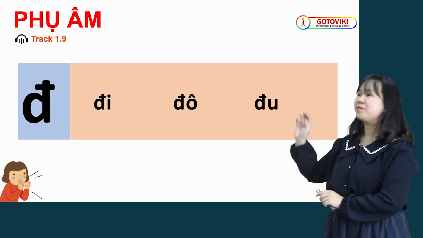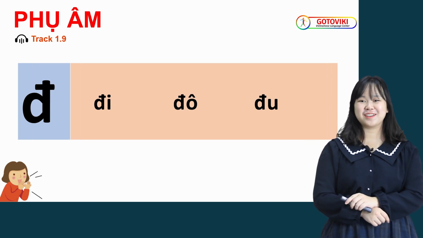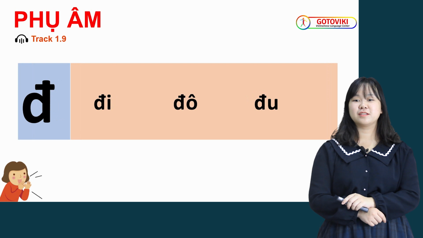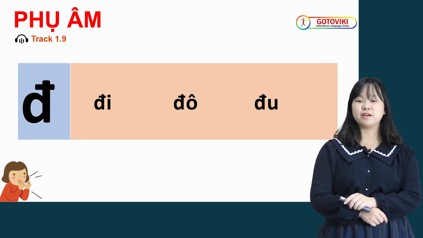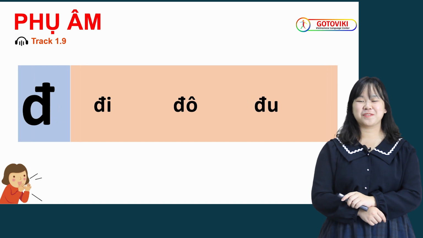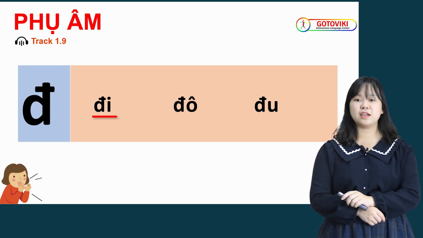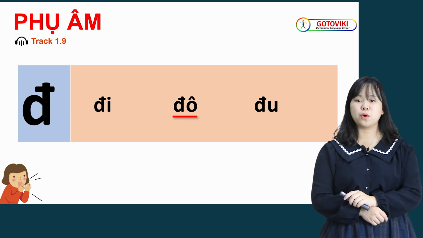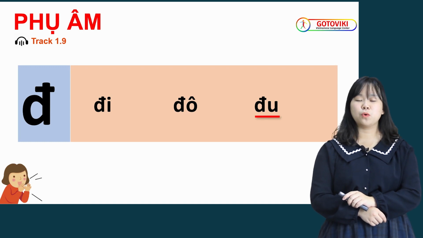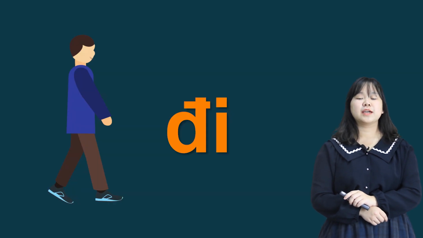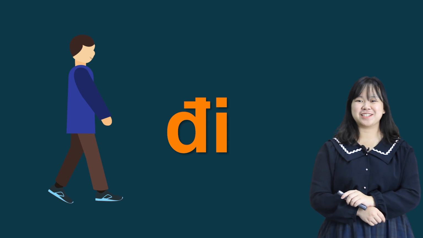Next one, we have đờ. Repeat after me. Đờ. For example, đi, đô, đu. Đi means to go in English.